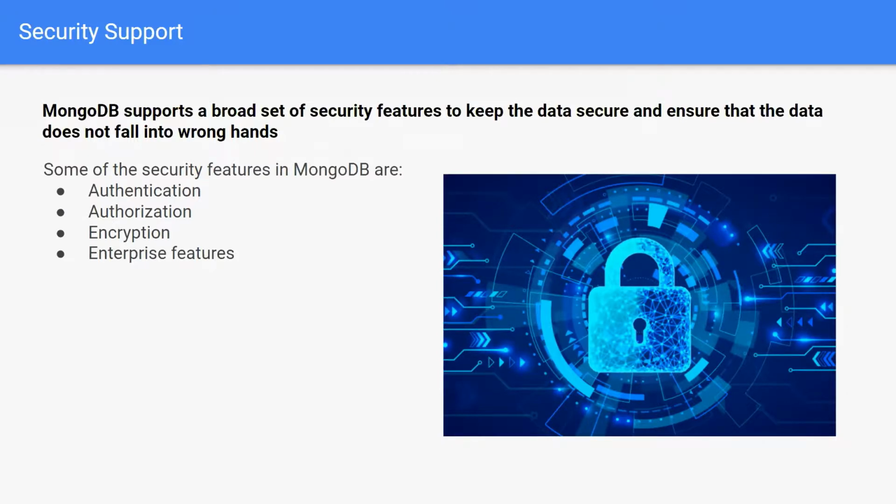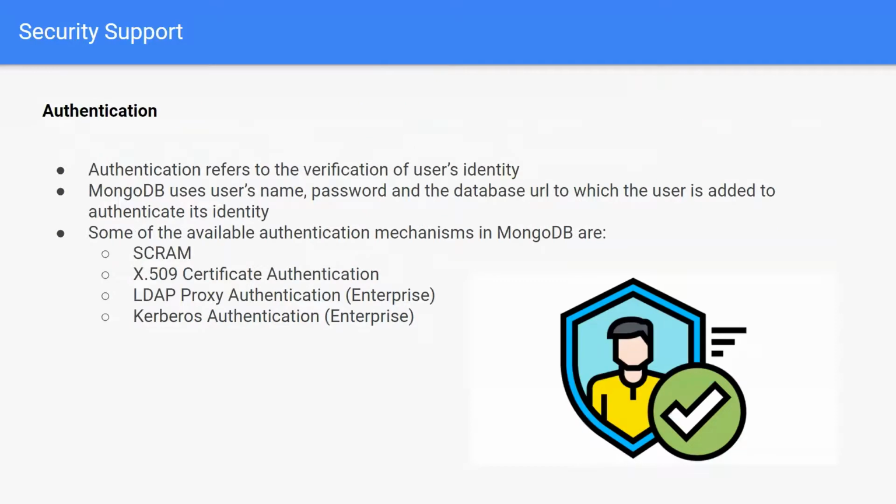MongoDB has a wide array of security features, ensuring data does not fall into the wrong hands. Some of the supported features are authentication, authorization, encryption, and some enterprise features, and we'll talk about them in brief now. Authentication verifies the user's identity using username, password, and the database URL. Some of the available methods to authenticate users in MongoDB are SCRAM, X509 certificate authentication, lightweight directory access protocol proxy authentication, and Kerberos authentication for the enterprise features.